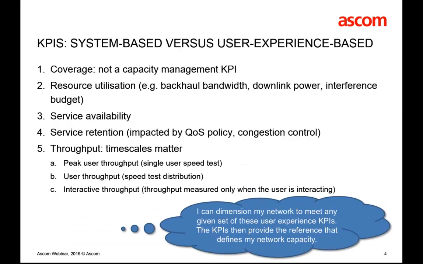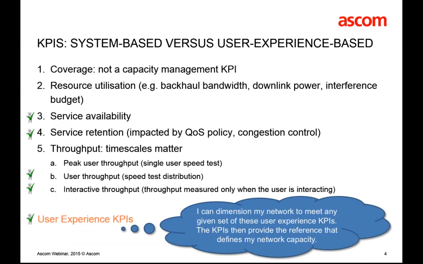So, what do I mean by user experience-based KPIs? Well, there are all sorts of different KPIs we can look at. We can talk about coverage, resource utilization, service availability, service retention, and different types of throughput. I've indicated on the left-hand side the ones that I think are really user experience KPIs. Users care if they can't get serviced. Users care if their service gets dropped halfway through an instantiation. Users care about the throughput that they personally receive, and about getting throughput during those moments when they're interacting with the service.